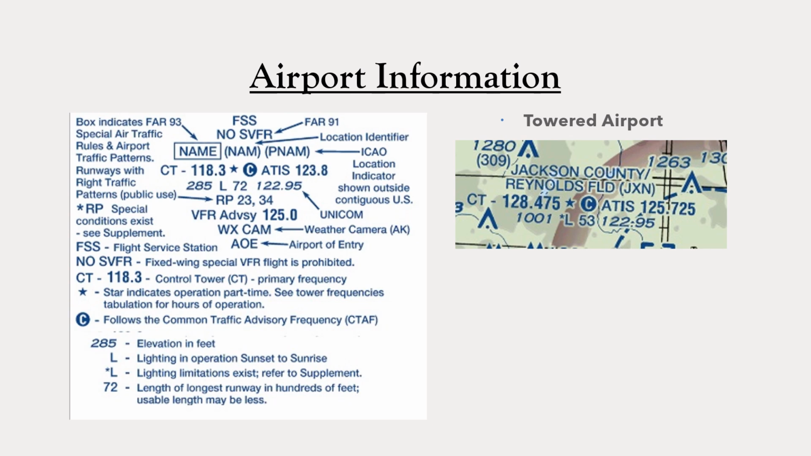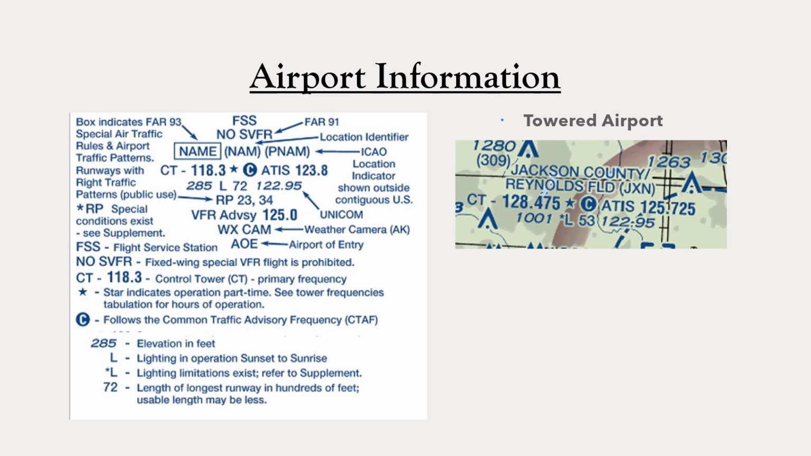On the left here is a section of the legend from the sectional chart that tells you how to read this information. This example here is for a towered airport. This happens to be the one in Jackson. It has the name of the airport, Jackson County Regional Field. The identifier is JXN. The frequency for the control tower. A frequency for an automatic terminal information service.